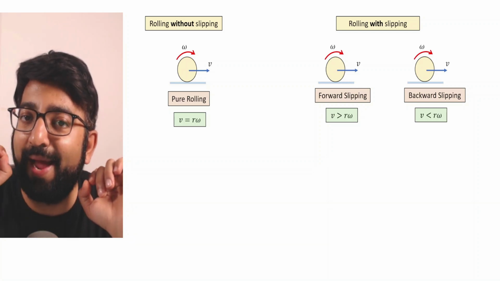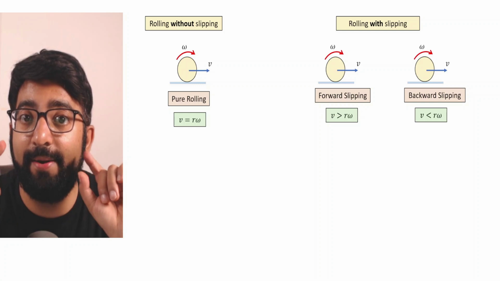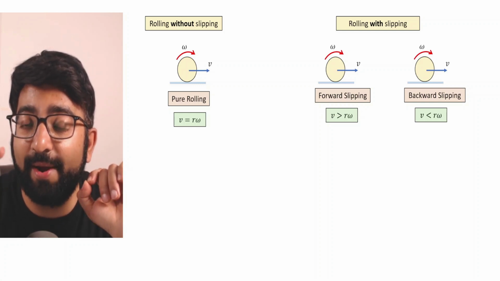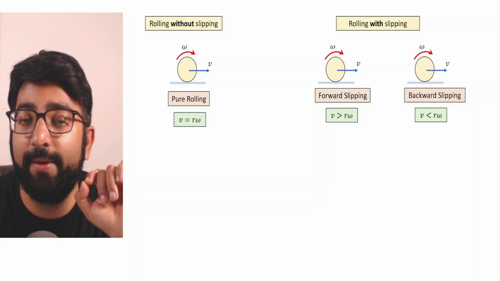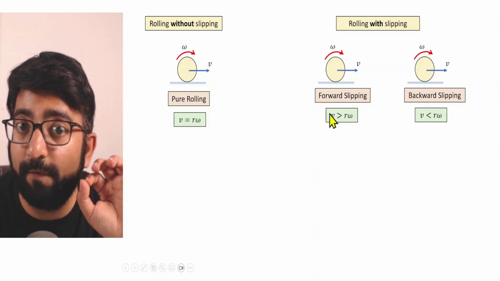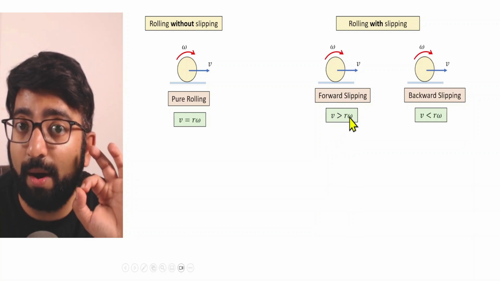So at that exact moment when the brakes are applied, the car will slip. To be specific, it is the tires in the wheels which are going to slip in the forward direction. So that is forward slipping. In that case, the forward speed of the car will be greater than r omega.